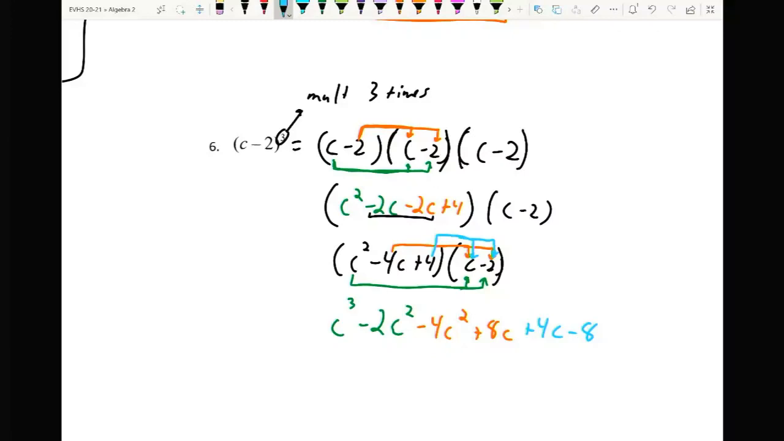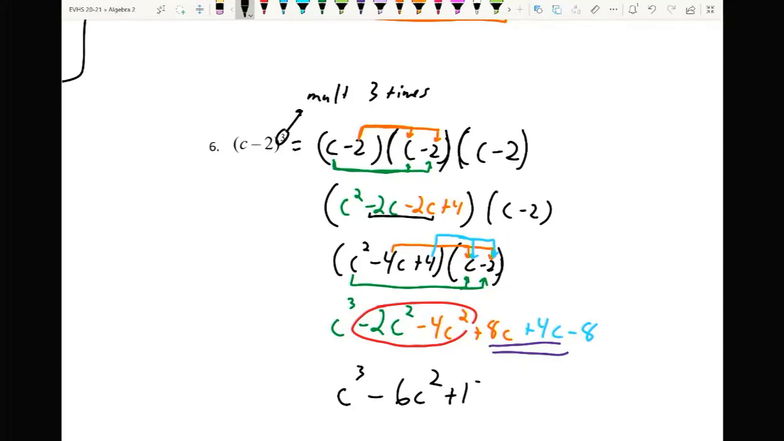Now, when I look at my like terms, this one actually ended up pretty nice because I got my c squareds right here, and then I've got my c's here. So when I go to combine all these, the c cubed is just going to drop. -2c squared minus 4c squared is -6c squared. And then 8c plus 4c is 12c, and then the -8 is just going to drop.